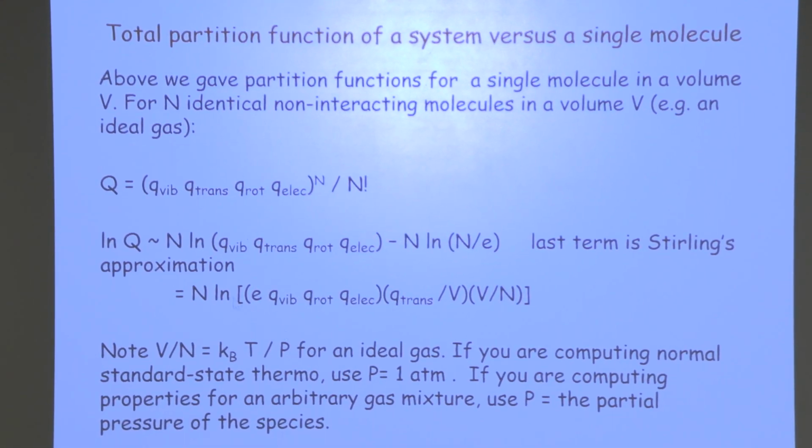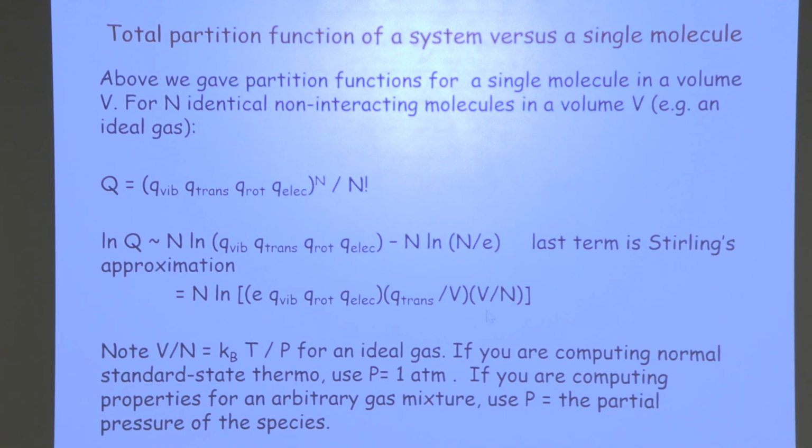And when I do the math about this Q, it turns out that I can write the logarithm of Q this way. And then V over N that comes at the end here is just kT over P. I usually am doing standard states of P at 1 atmosphere, so I know what P is. And so I can write down the whole formula, and this is how you do the whole computation.